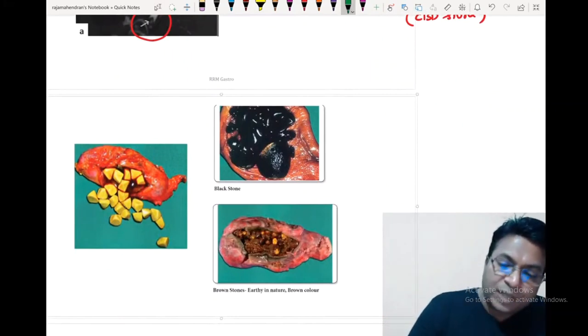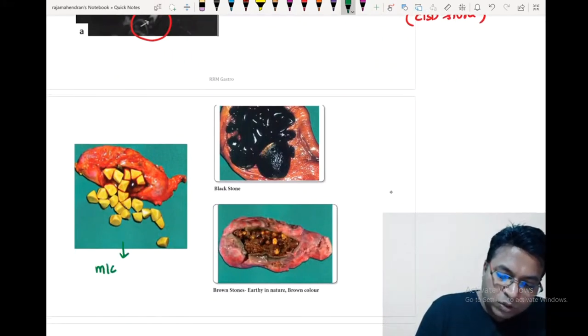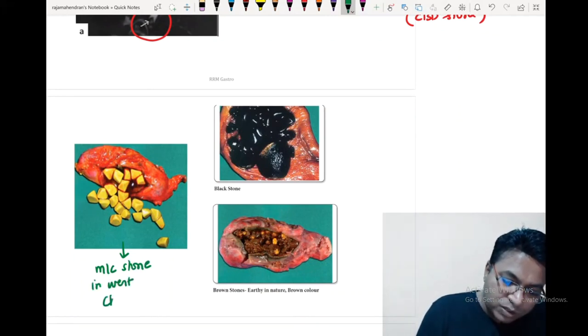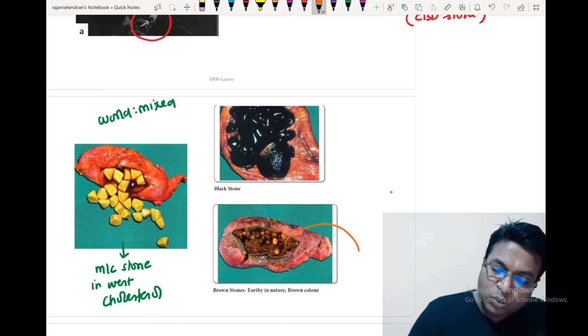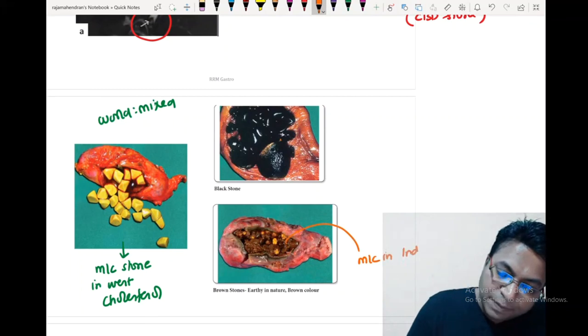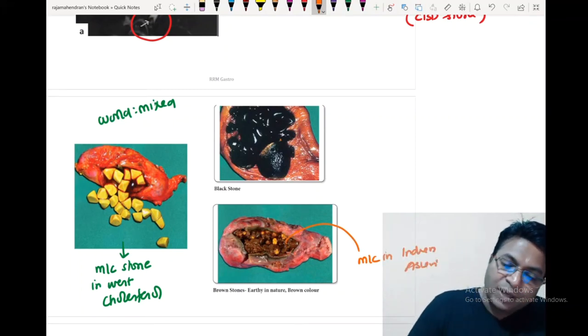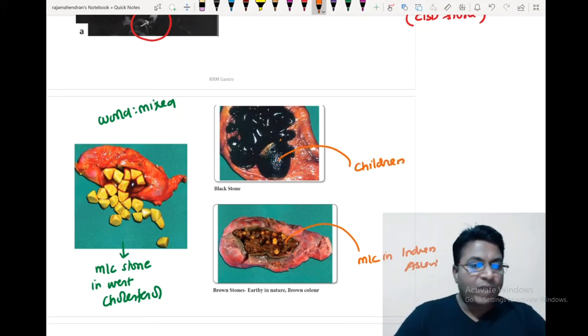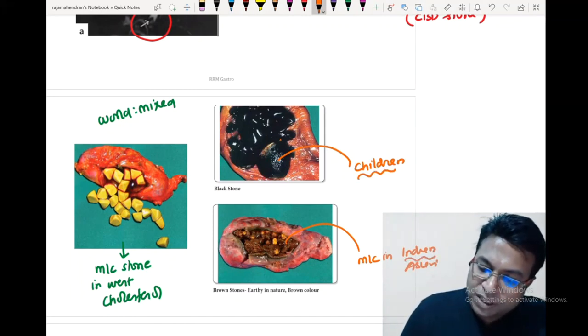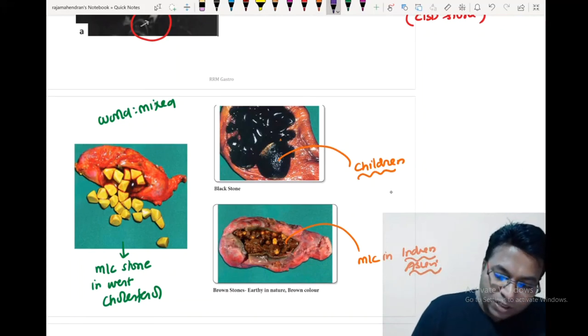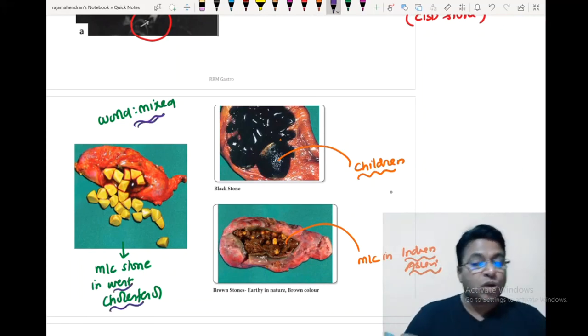So in the next image, I am showing you 3 stones. The most common stone all over the world is mixed stone. The most common stone in the West is cholesterol stone. In India and Asia, the most common stone is brown stone. In children, it is black stones. So please don't forget the 3 common stones. Black stones are most common in children. Brown stones are most common in Indians and Asians. Cholesterol stone is most common in the West. Mixed stone is most common in the world.